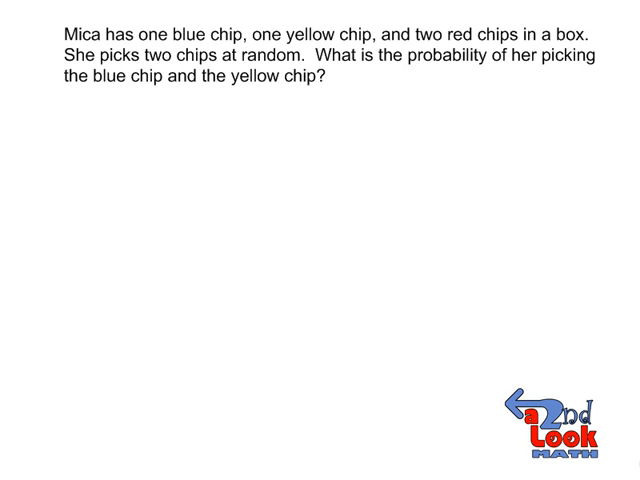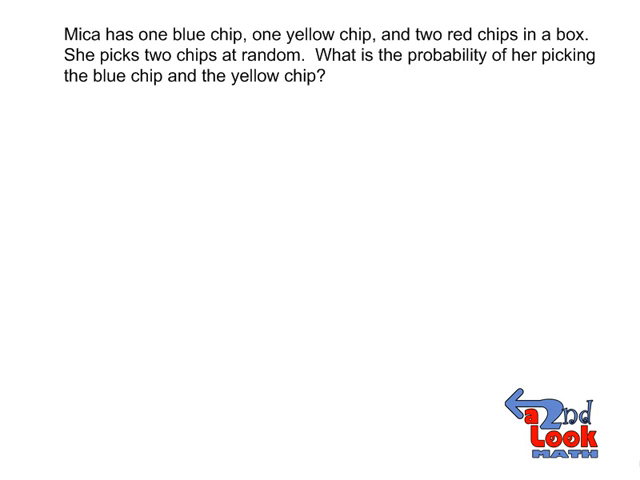Today we're taking a second look at the probability of dependent events. We have a word problem here. Micah has one blue chip, one yellow chip, and two red chips in a box. She picks two chips at random. What is the probability of her picking the blue chip and the yellow chip?